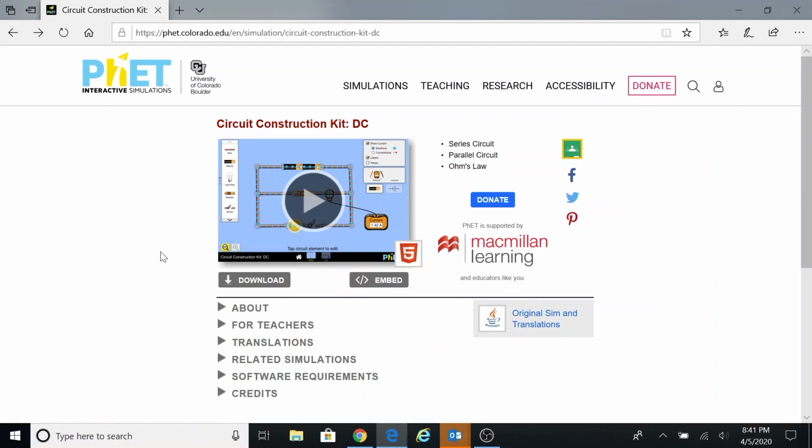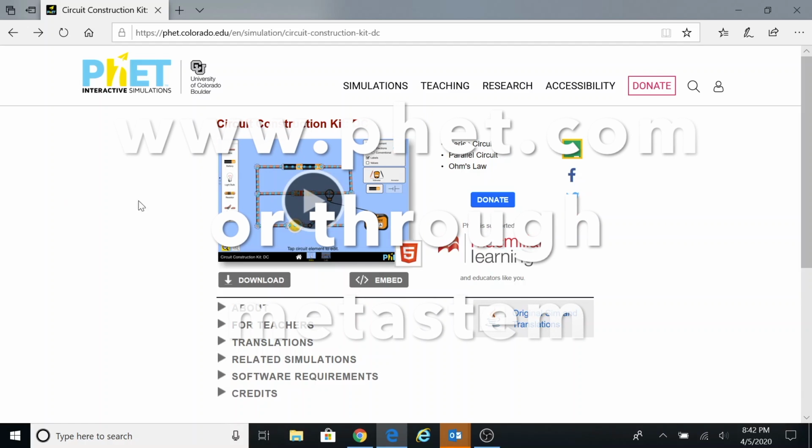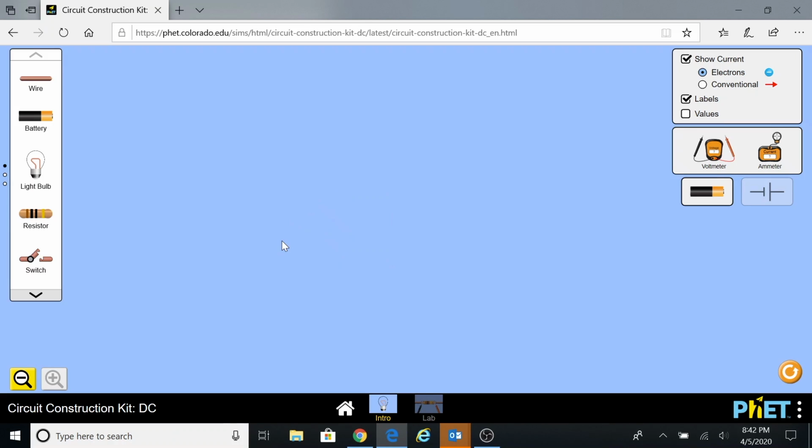Okay, so today we're going to talk about circuits, resistive circuits specifically, and series circuits. To begin to talk about this, we're going to start off on the PhET website here, which you can get to as you need to, and we are going to run the circuit construction kit, and we are going to start off with the intro.